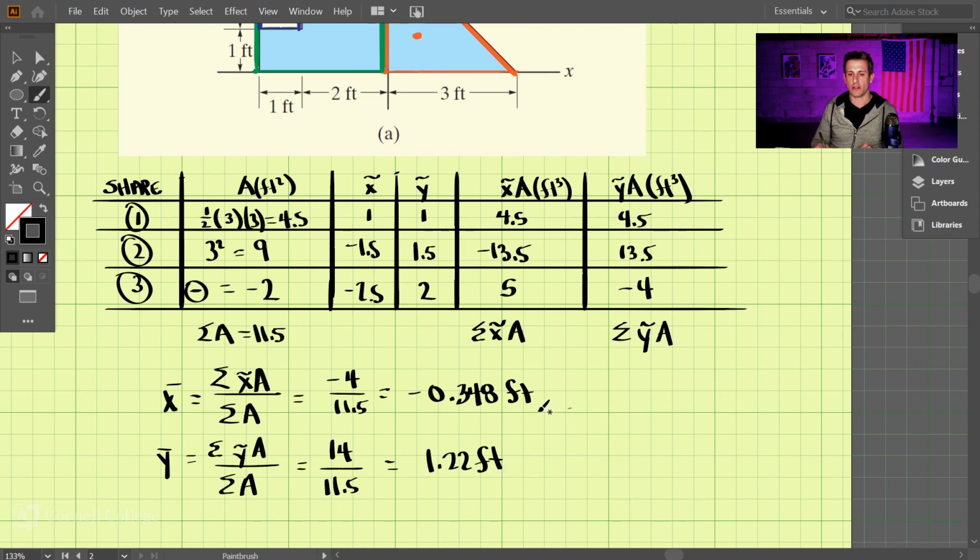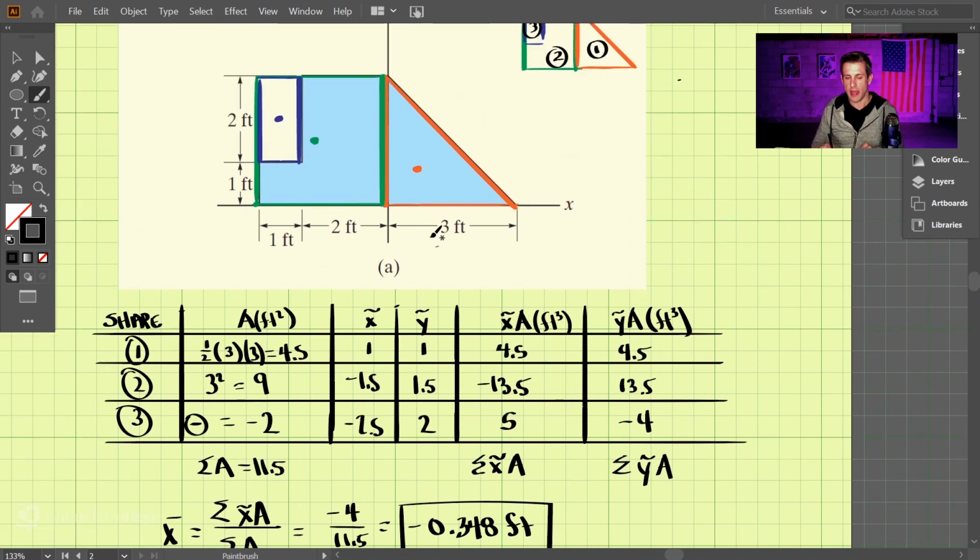So let's go back and make sure this makes sense. This is our answer here for x bar and y bar. We have x as -0.348, which is somewhere in this area, and then y is 1.22. So roughly, this is probably right for the overall centroid. This is x bar, y bar. The center of the area is this location here, which makes sense. So that's a quick example on how to find the centroid of a composite area.